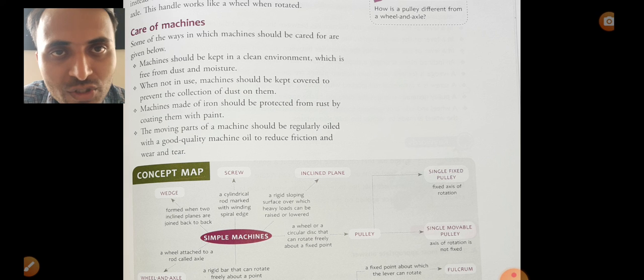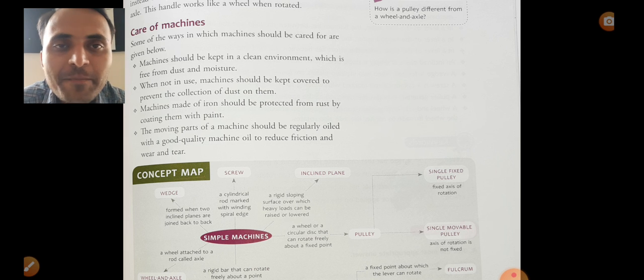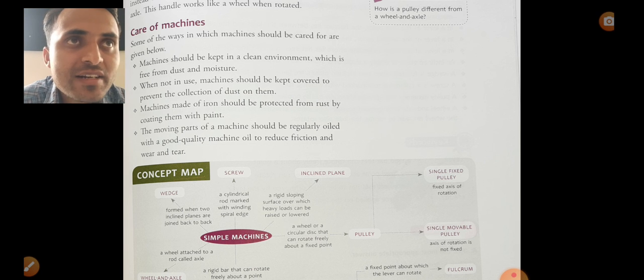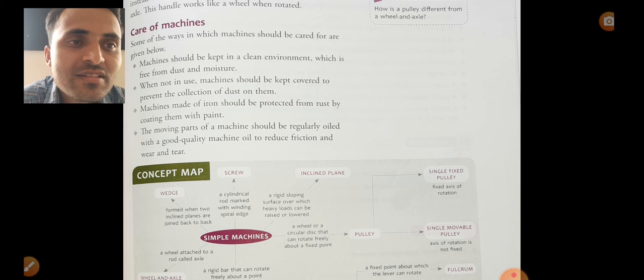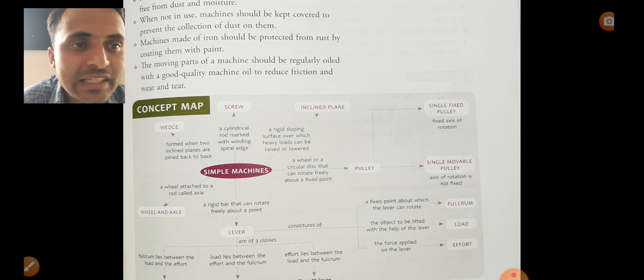Oils such as Castrol, Vedol. And what do you mean by wear and tear? During the continuous use of any machine, there will be the removal of some material from some machine parts, and that is called wear and tear. So in order to avoid that, we have to take care of the machines while we are handling them.